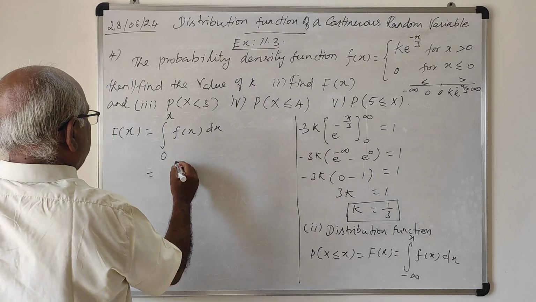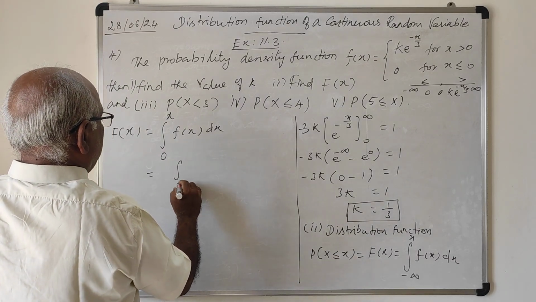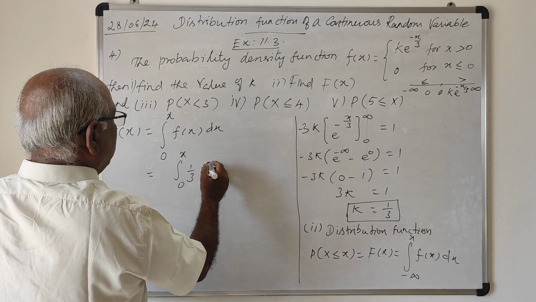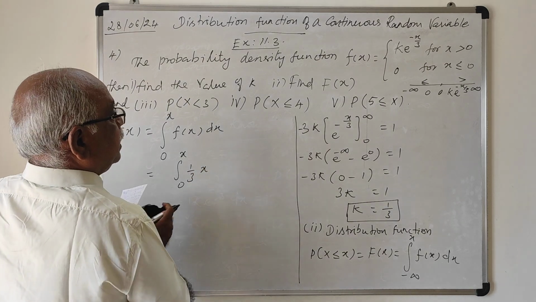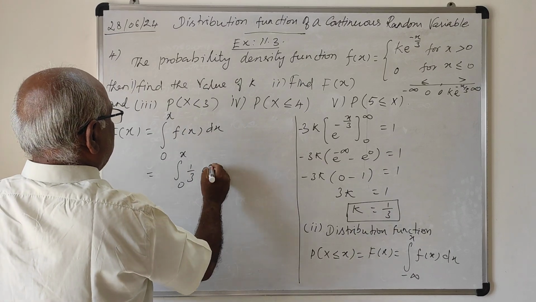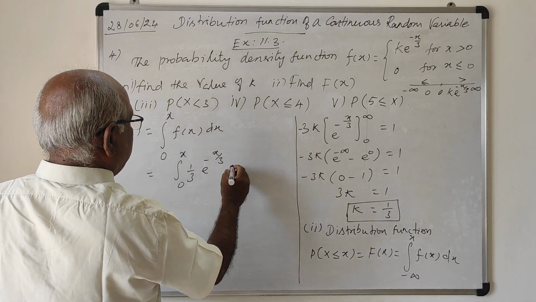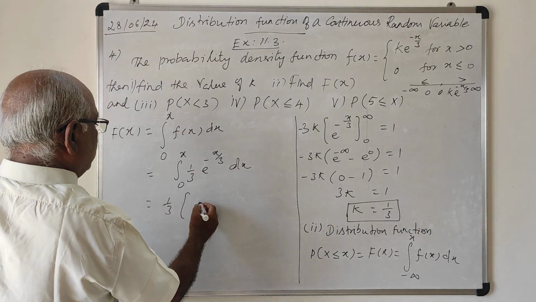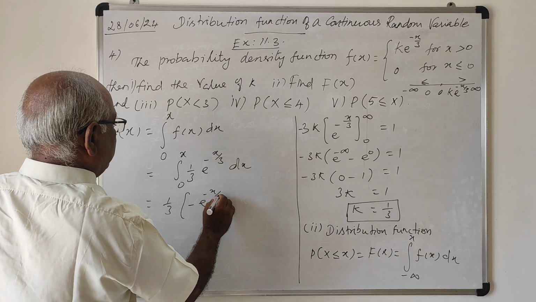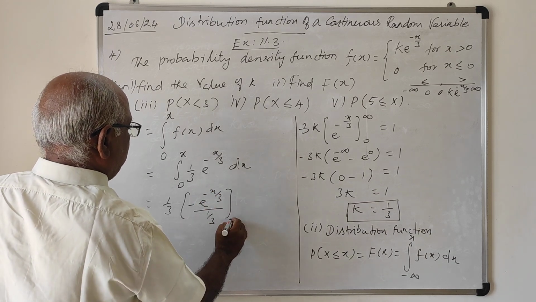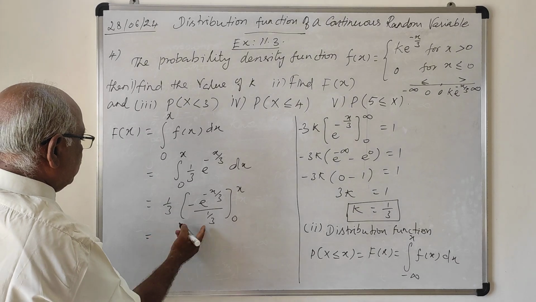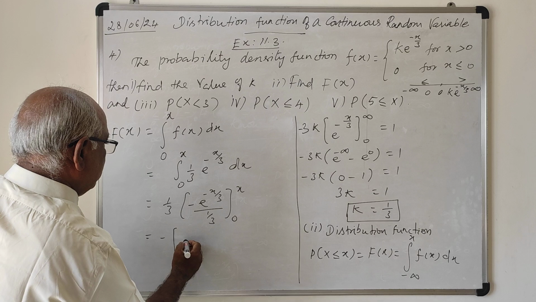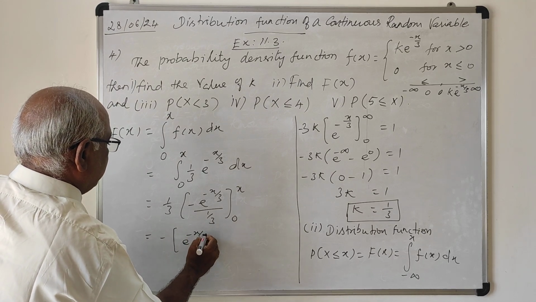That is the integral from 0 to x of f of x, which is 1 by 3 into e power minus x by 3 dx. So this is equal to 1 by 3 into the integral of e power minus x by 3, which is minus e power minus x by 3 divided by 1 by 3, from 0 to x. The 1 by 3 cancels, and you can take the minus outside.